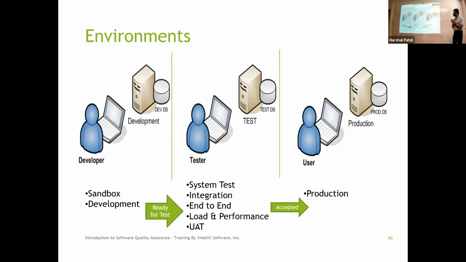On the right-hand side, you have your actual production environment, which all of your users use. So when you go to order something at Amazon, and you type in www.amazon.com and go through it, you're going to end up in this environment as a user. This is where your live data is going to be.